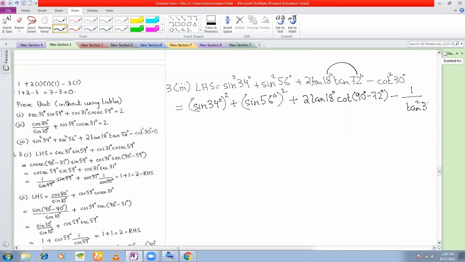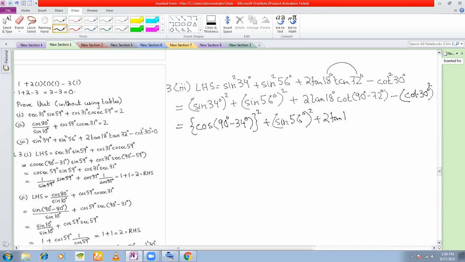Or better, add one more step here. We are not in a hurry. So we'll write this as cot 30 degrees square, and then we can change to tan. Now from these two, let us change the first one to cos. So sine 34, if you want to change to cos, you get this as cos of 90 degrees minus 34 degrees, plus sine 56 degrees square plus 2 tan 18 degrees.